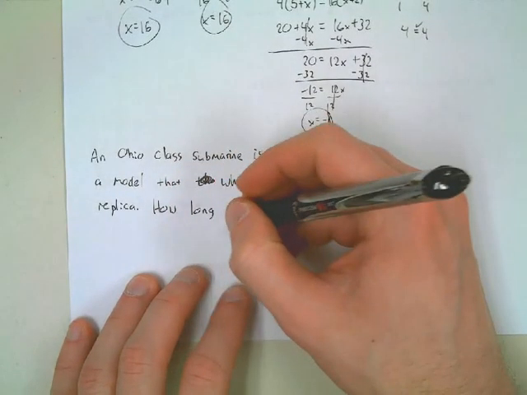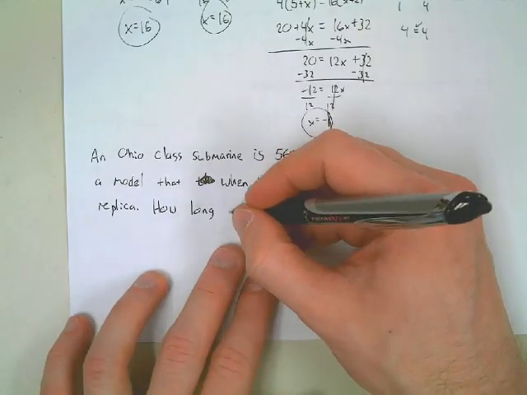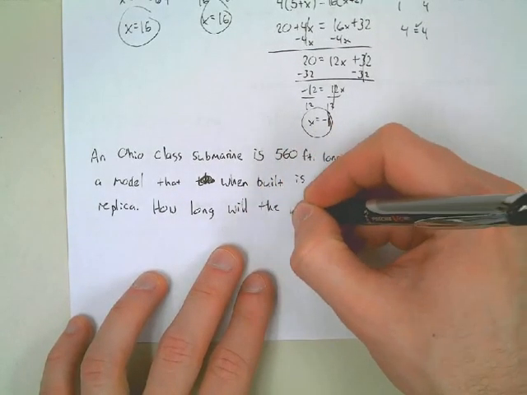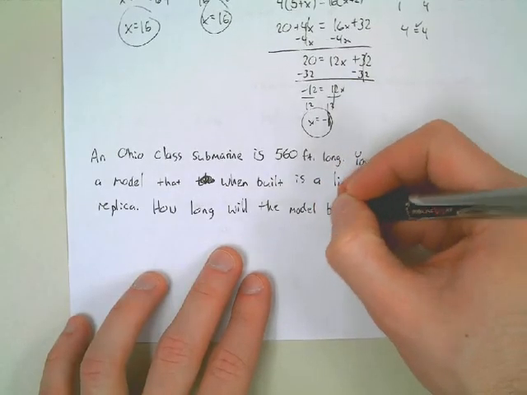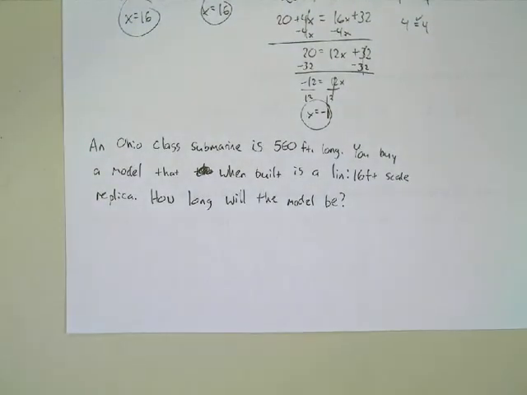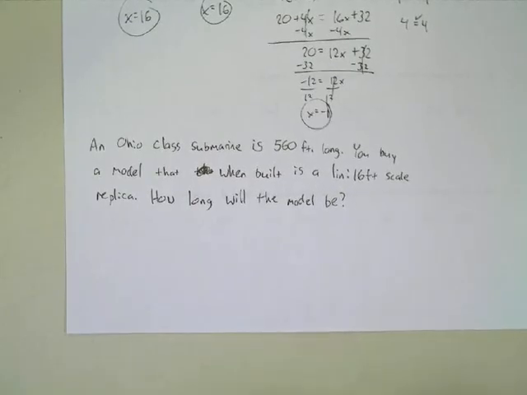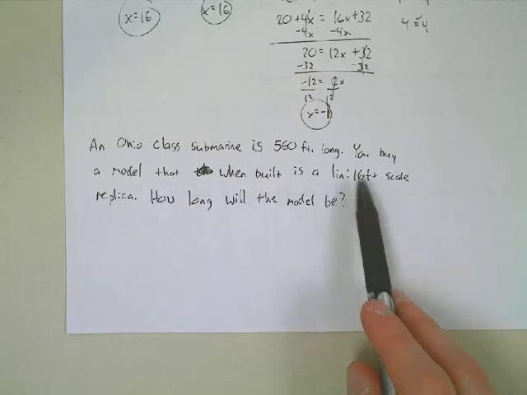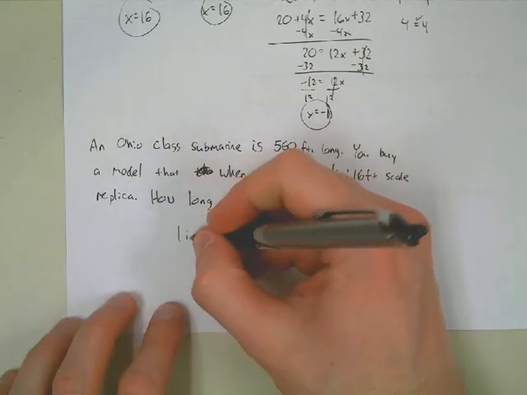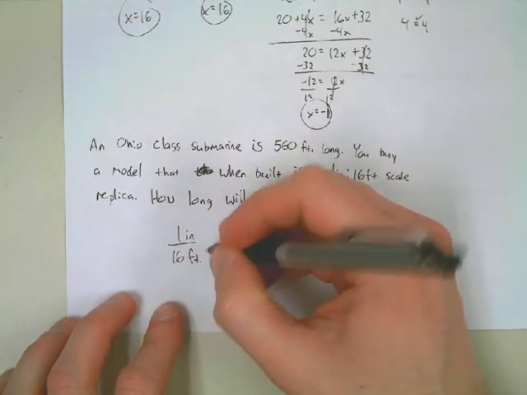Okay. So how long will the model be? Okay, so quite often, if you ever happen to pass by scale models, they'll have like the ratio there. Okay. So, how long will the model be? Well, we know that the scale is 1 inch to 16 feet. So that's the one ratio that we're told here. And we want to set that equal to something else.